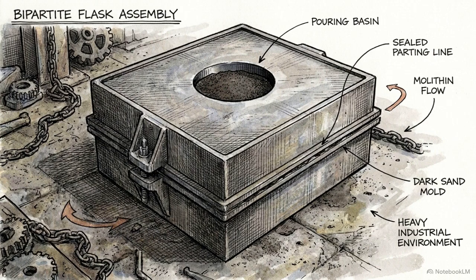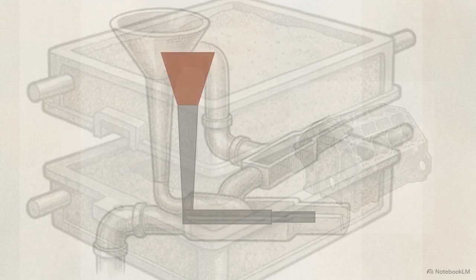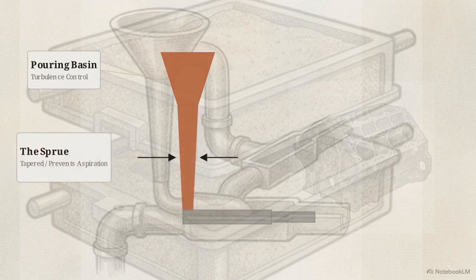With the internal architecture secured, the mold is entirely sealed. We now must deliver high-velocity liquid metal into this space without destroying the sand walls. This requires a hydraulic network. It begins with the pouring basin, a funnel designed to catch the initial flow and control turbulence. From the basin, the fluid drops down a tapered vertical shaft called the sprue. This geometry drives fluid velocity while preventing air aspiration.